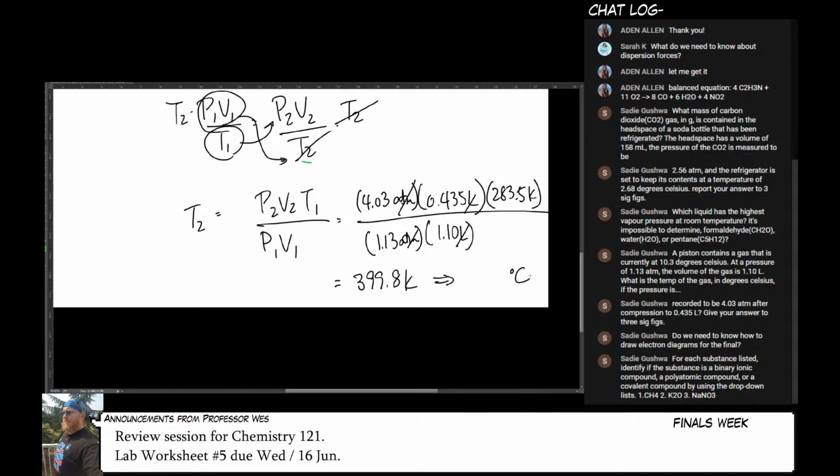Which we can turn into degrees Celsius by subtracting 273.2. I actually only need to have 3 sig figs, so this would be 400 Kelvin. And this would be 127. There you go.